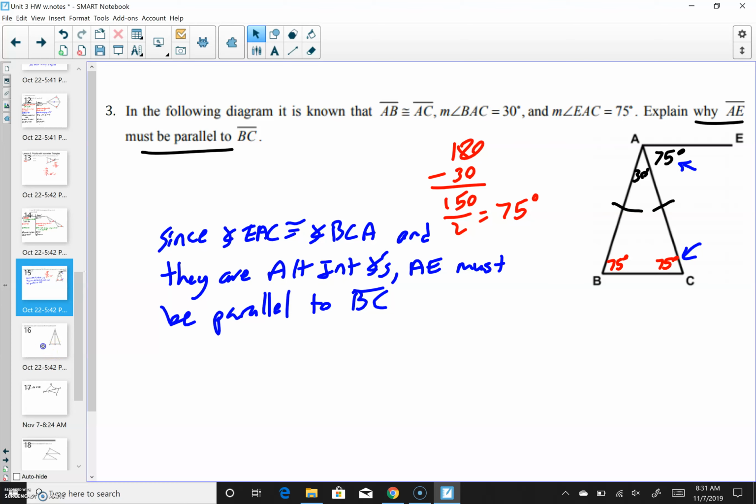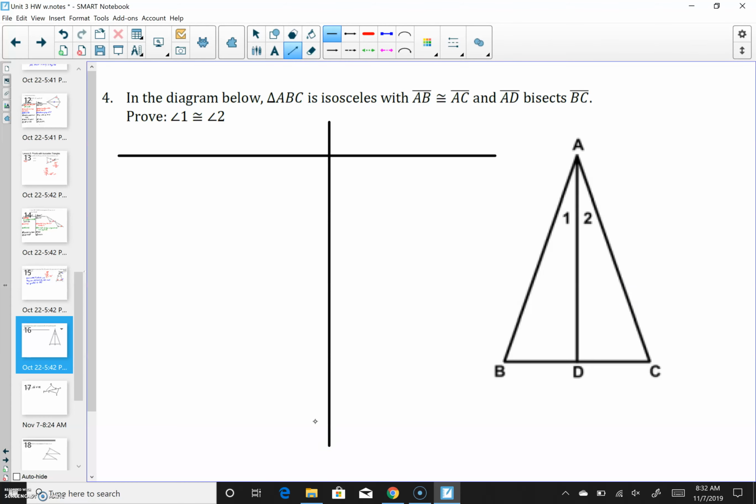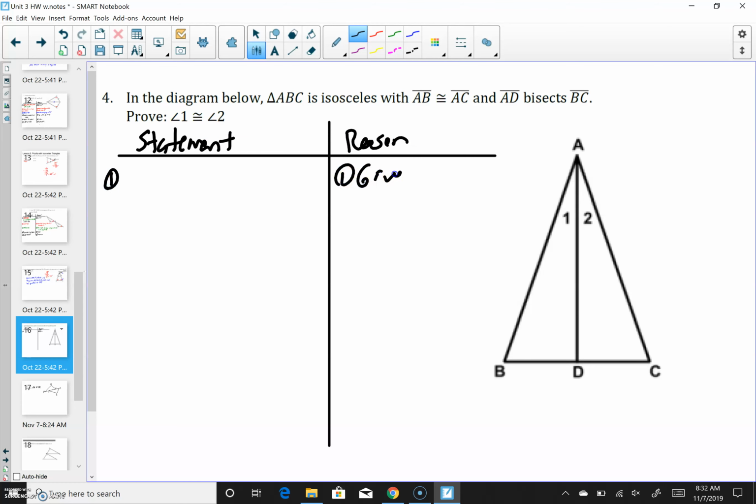In our fourth one, in the diagram below, triangle ABC is isosceles, with AB congruent to AC, and AD bisects BC. We want to prove angle 1 is congruent to angle 2, which means that we probably want to prove our two triangles are congruent, and then do CPCTC. So let's start our chart here. It'll be statement and reason, and then we will continue by writing our givens.